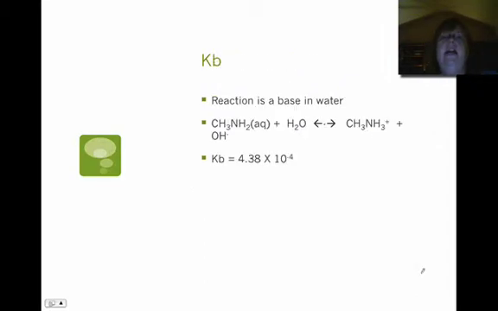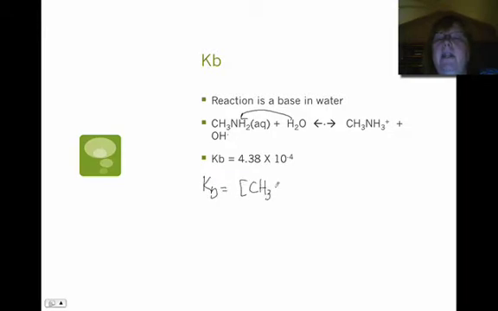Now Kb, it's a reaction with a base in water. This right here may not quite look like a base to you. It doesn't have the hydroxide as part of its structure, but it is going to accept a proton from water, and it's going to form its conjugate acid here, and look, like Arrhenius said, the base formed hydroxide. And the Kb expression would look something like this.